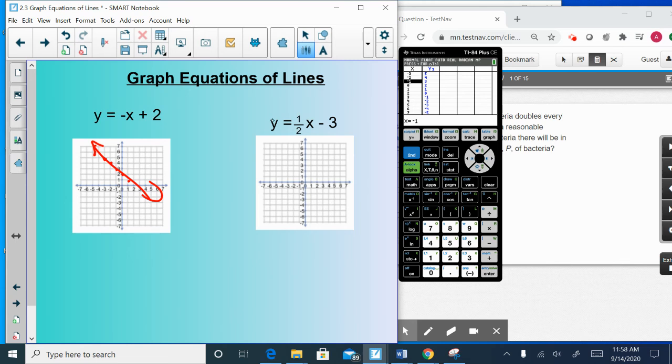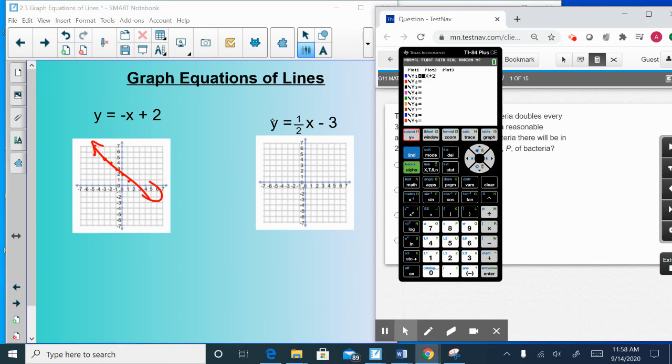So if we want to graph something else, we can go back to the y equals button. We don't want to graph y equals -x plus 2 anymore. We want to graph something else, so I'm going to clear it.